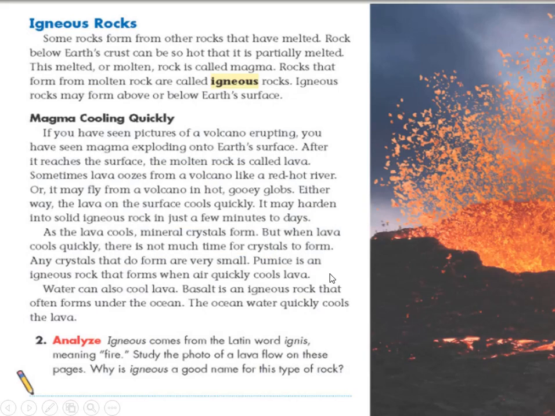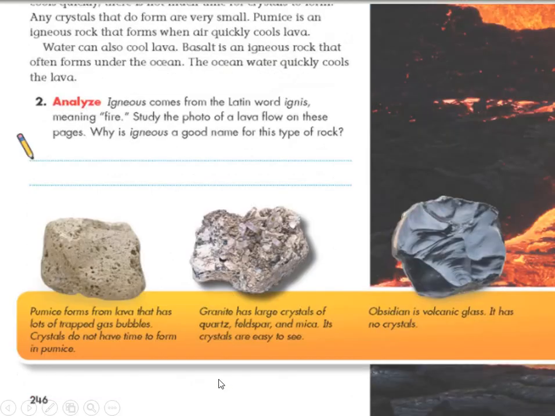Now, open your book. Let's open the book together. Page 246 and 247. We need to answer question number 2 and 4. Question number 2. Ignis comes from the word ignis, meaning fire. Study the photo of the lava flow on these pages. Why is igneous a good name for this type of rock?